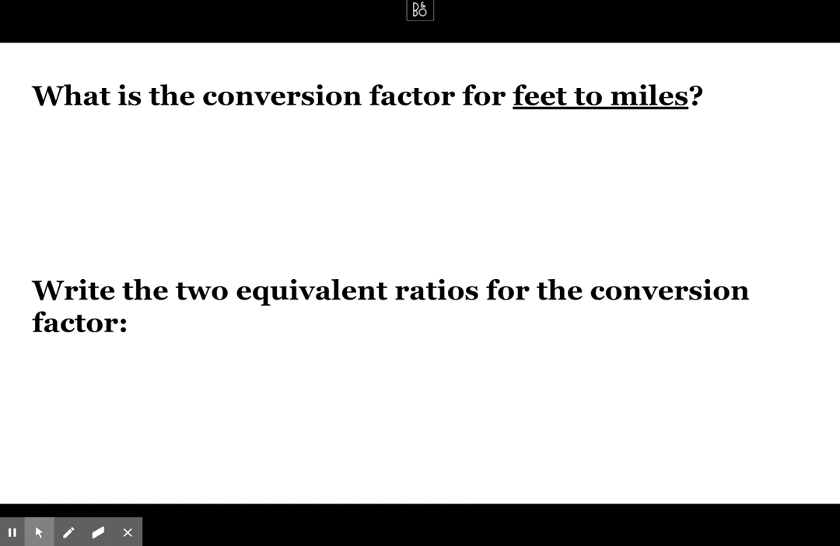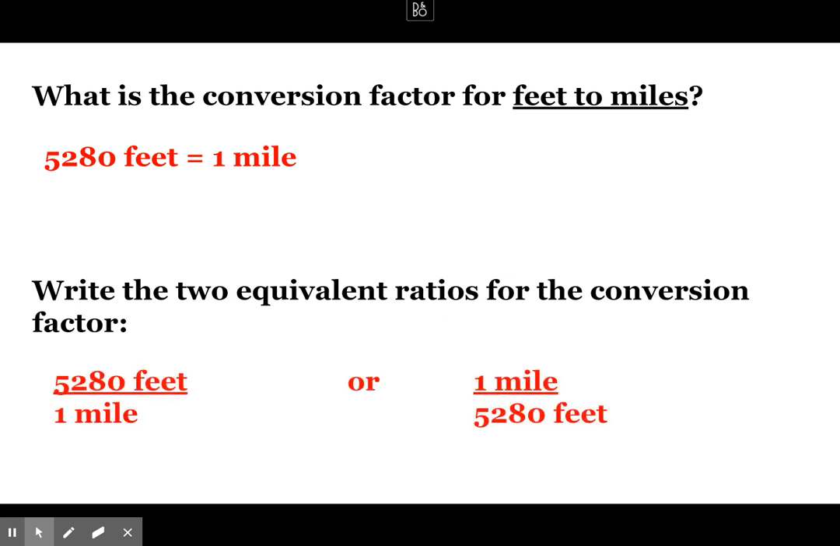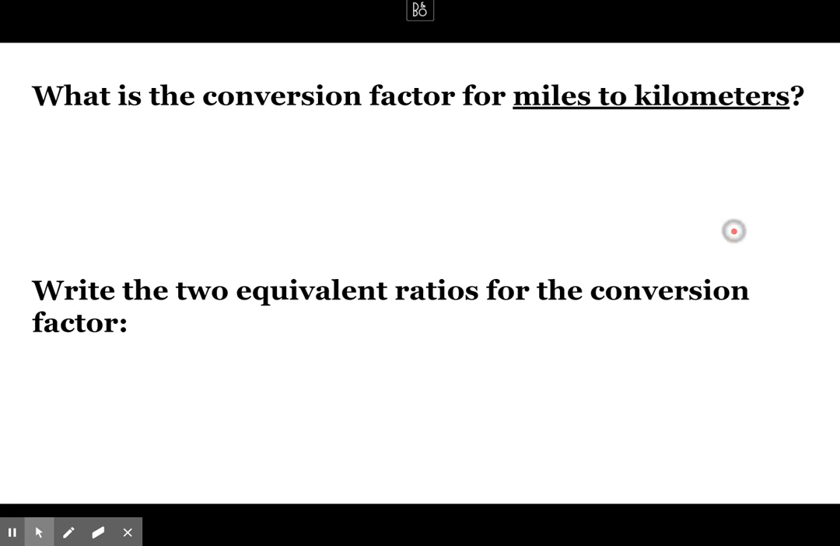Now let's think about what is the conversion factor for feet to miles. We know there is 5,280 feet in 1 mile. So let's think about what would be our equivalent ratios for this conversion factor. Again, we can think about it with our feet over our miles, 5,280 feet in 1 mile, or 1 mile over 5,280 feet. So again, make sure you're writing down these equivalent ratios. They will be helpful for you.